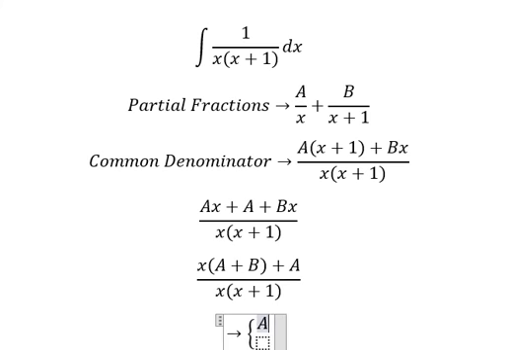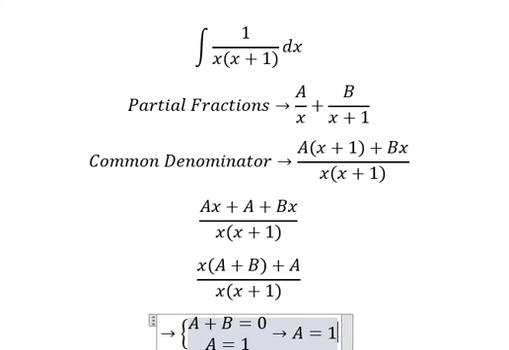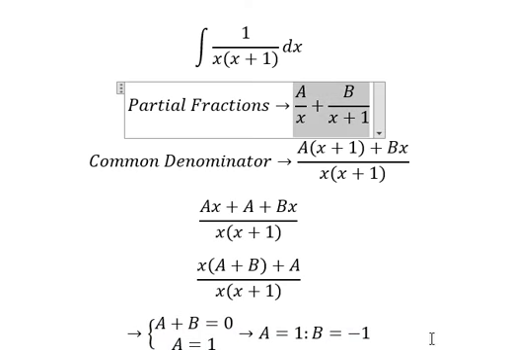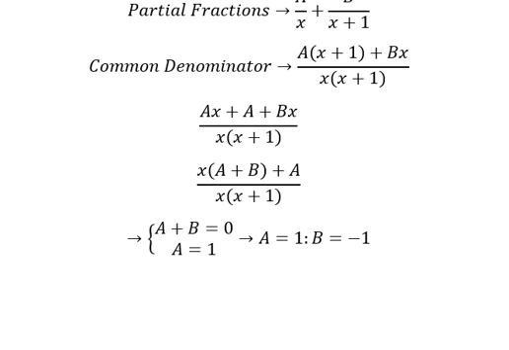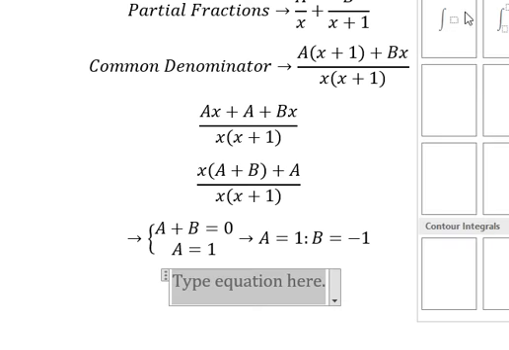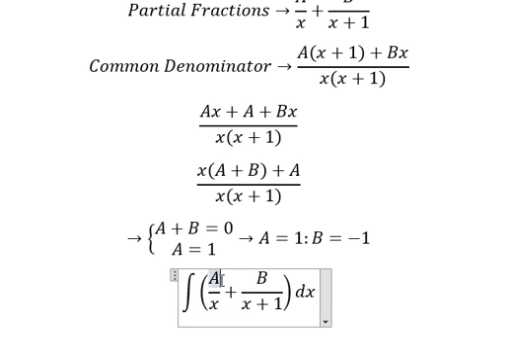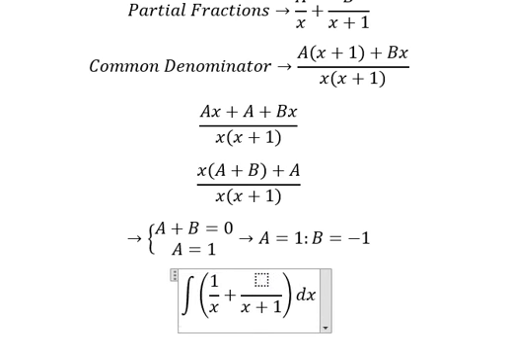So we got A plus B equal to number 0, A equal to number 1. So you got A is equal to number 1, B equal to negative number 1. So we put number 1 and negative number 1 go in here. So we have the integration. A equal to number 1, B equal to negative number 1.